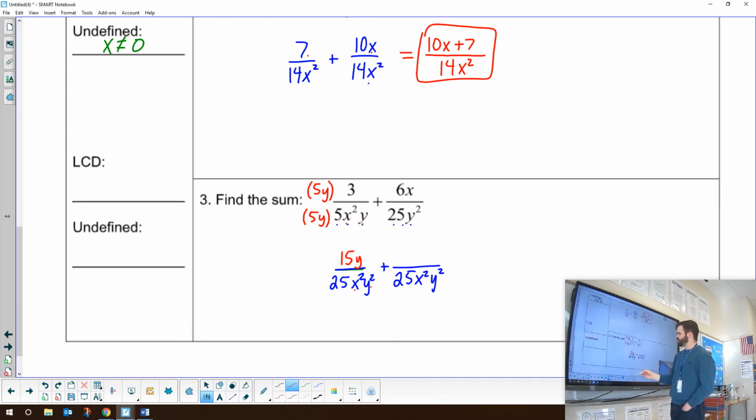And then we're going to do a similar thing to the other side. To get from 25 to 25, didn't have to multiply by anything. It already is 25. To get from y squared to y squared, didn't have to multiply by anything. But this one's missing an x squared, so we're going to multiply by x squared. Okay, now let's do this one. 6x times x squared is going to be 6x cubed.